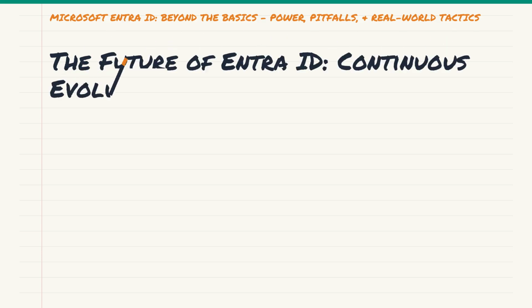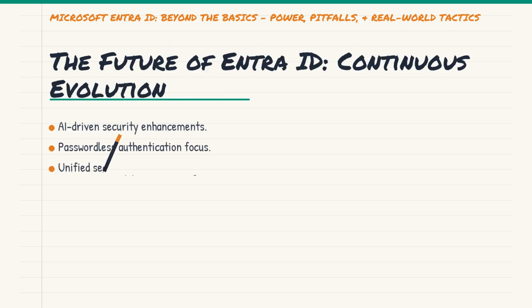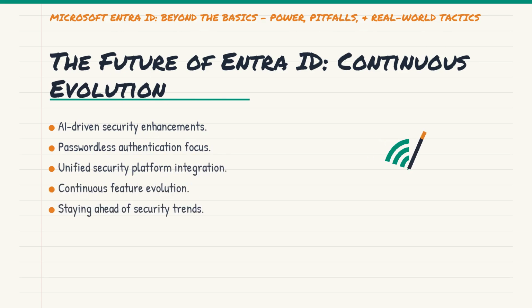Microsoft is constantly evolving Entra ID. We are seeing more AI integration for risk detection, advancements in passwordless authentication, like FIDO2, and tighter integration with other security services under the Microsoft Security umbrella. The trend is towards more intelligent, context-aware, and unified identity and access management. Staying updated on these changes is critical. Features get added, licensing might shift, and best practices evolve. What works today might need a tweak tomorrow. Keeping an eye on Microsoft's roadmap and engaging with their updates is essential for maintaining a secure and effective Entra ID deployment.